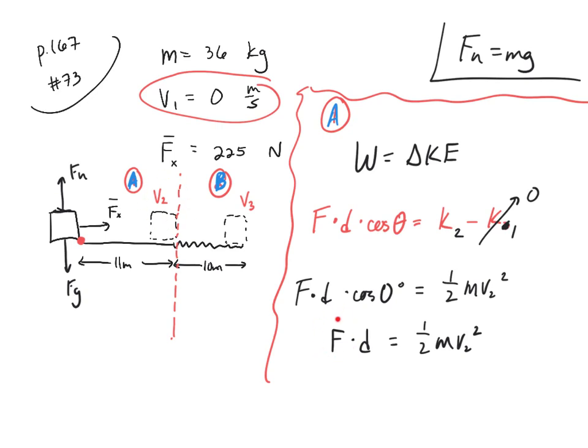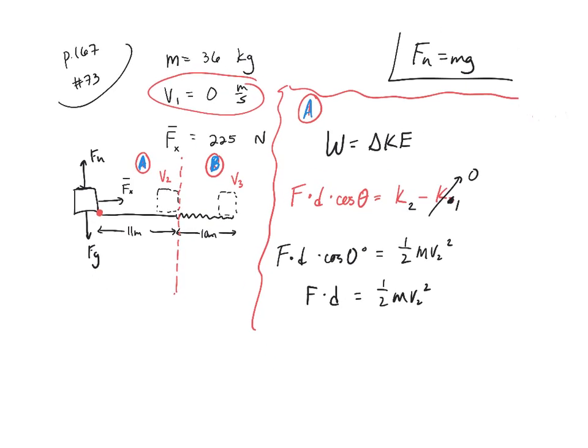What force is applied in this problem? What's the applied force equal to? 225, it's right here. Remember, there's no friction, so this is the overall force, 225. The distance is 11 meters. The mass is 36 kilograms. So please solve this for V2. All right, there's V2. What do we get as a number for V2?